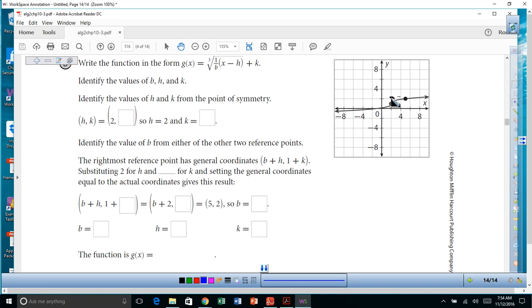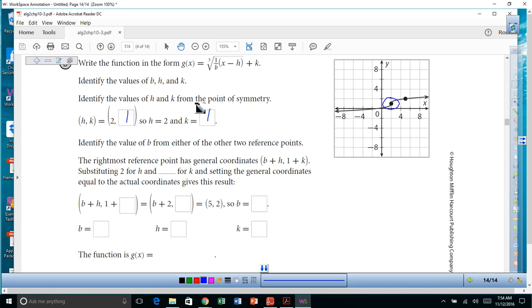And I'm seeing it right here. That's the point of symmetry. Okay, so h would be 2 and k would be 1. All right. Identify the value of b from either of the other two reference points.